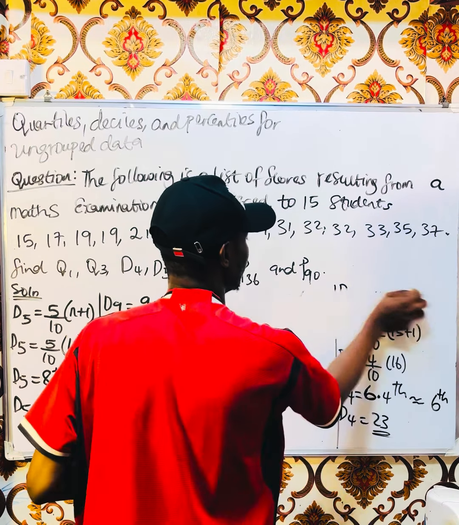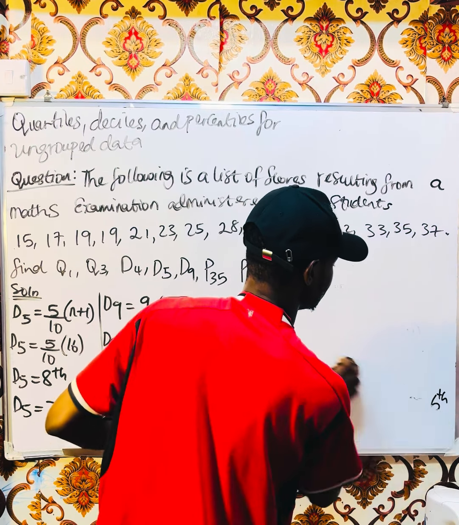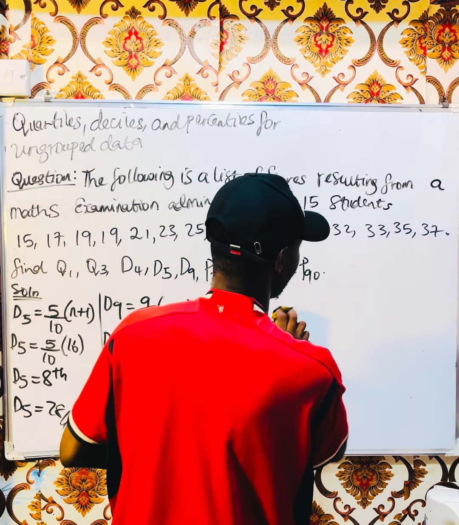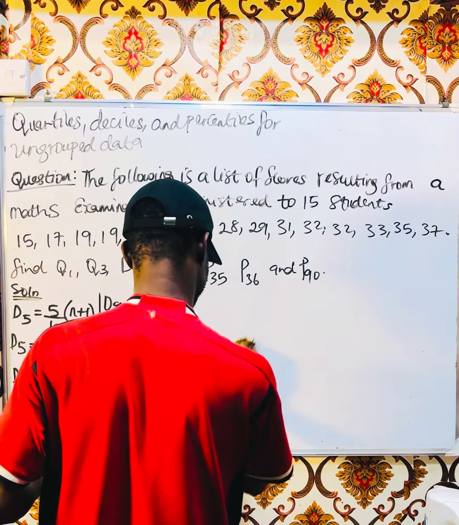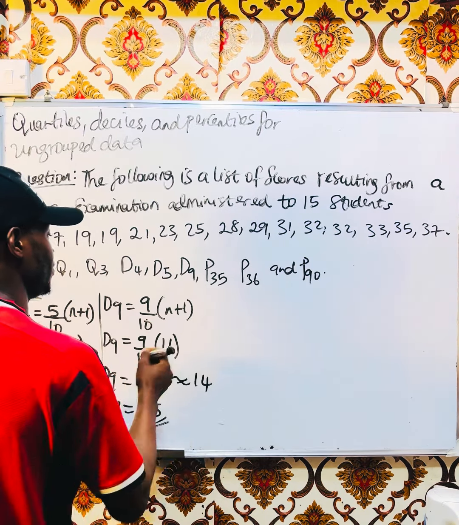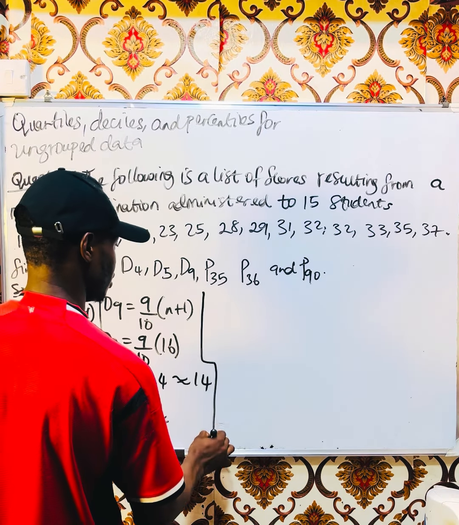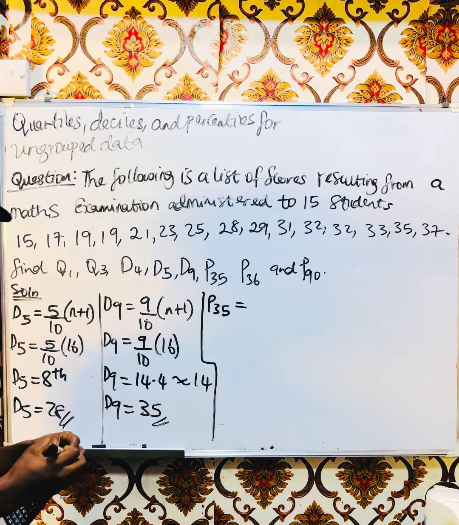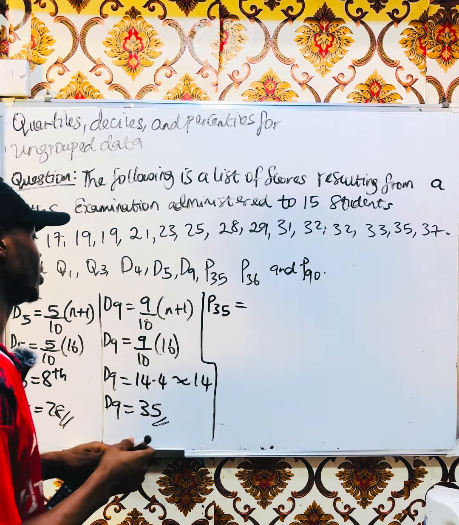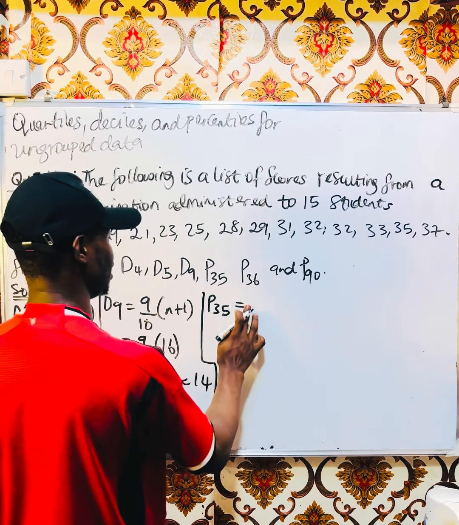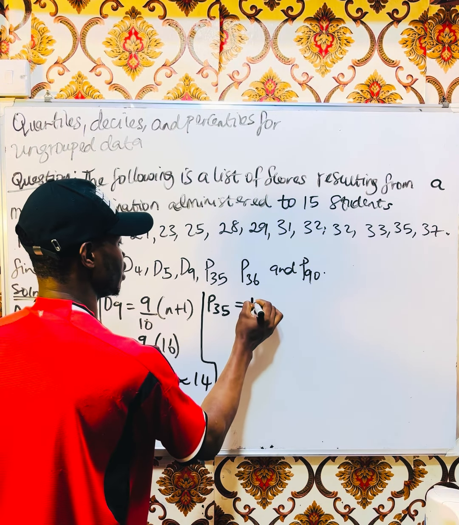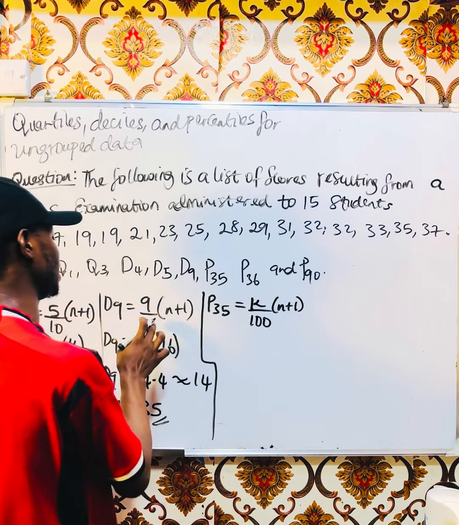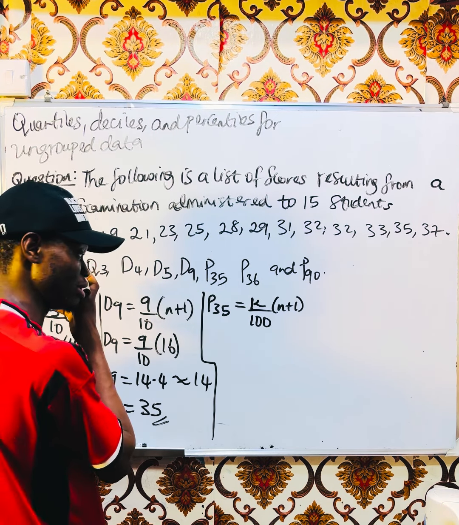So let's look for P35. That's the 35th percentile, right? So what will it be? You know, for percentile this time the formula is what? K all over 100, then n plus 1. Decile is over 10, right? The percentile is over 100.